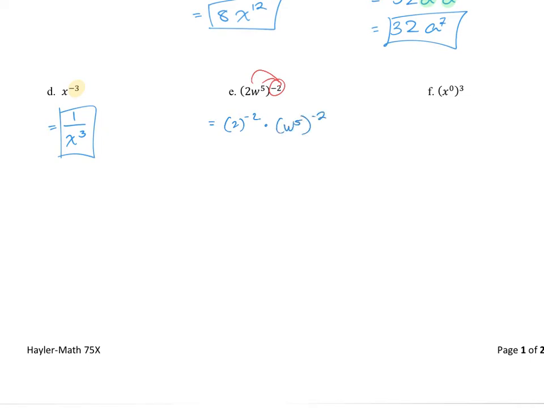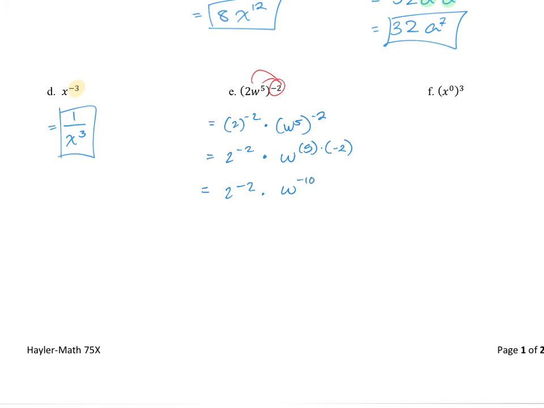So once again, it's a good idea to tackle the parentheses first. All right, so once we do that, let's simplify this out. We have 2 to the negative 2 times, oop, we have the power rule, w to the 5 times negative 2. That'll be 2 to the negative 2 times w to the negative 10.